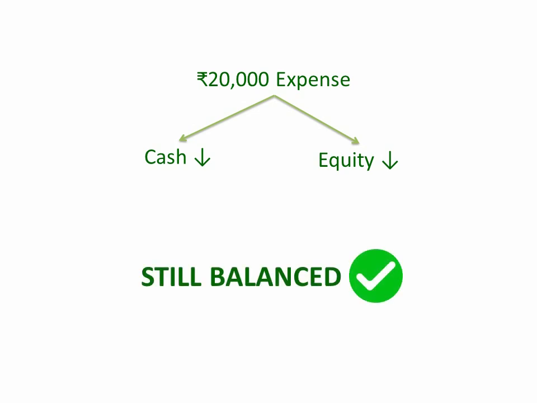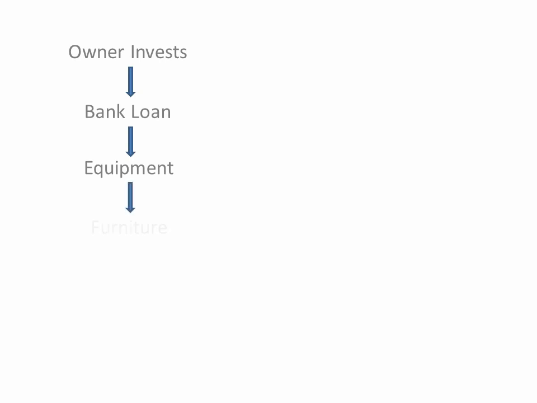Let's stop the cafe story for a moment. Look at what we have just seen. The owner invested money, the bank lent money, the business bought equipment, it bought furniture on credit, it earned revenue, it paid expenses, and after every single transaction, the accounting equation remained balanced.